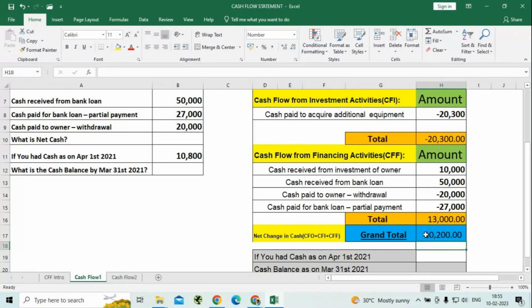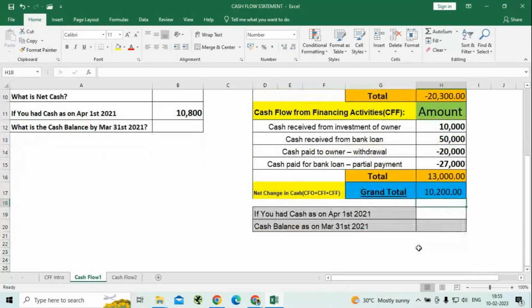Okay, so now here it also says that in case I have the opening balance of the cash, that is the last year's closing balance.